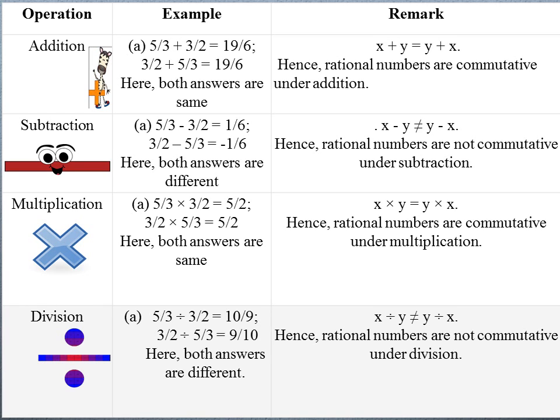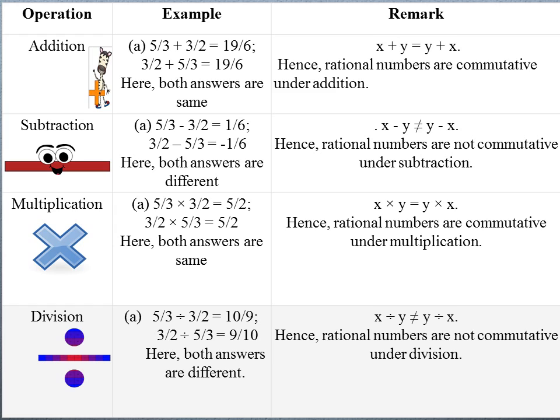In case of the operation addition, if we add two rational numbers in any order, the result in both the cases will be the same. Like in this, 5 by 3 plus 3 by 2 is 19 by 6, whereas 3 by 2 plus 5 by 3 is also 19 by 6. So in both the cases the answers are the same. Hence rational numbers are commutative under addition.